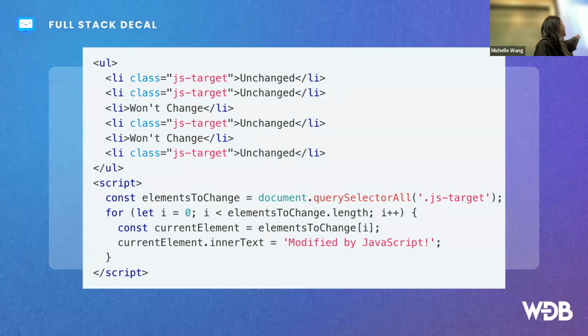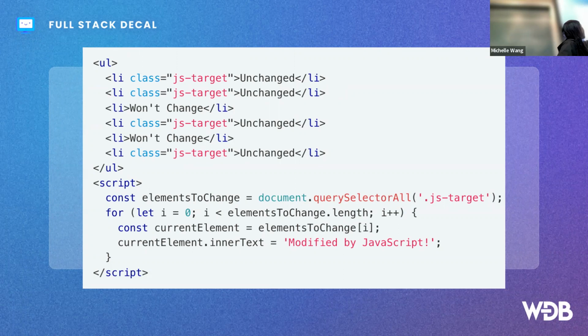Because it's an array, now we can loop through it all. And then for each element inside of there, we're just changing the inner text to modified by JavaScript. So basically all those elements, instead of saying unchanged, are just going to say modified by JavaScript, because we selected them all and then changed the inner text of them all.